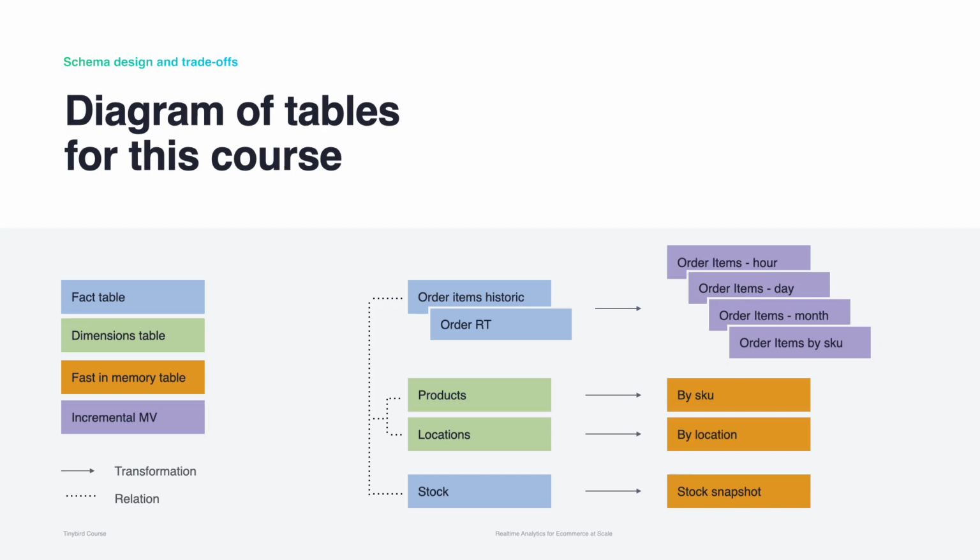This is the table diagram we're going to use for this course. In order to understand what's going on, we'll refer back to this schema to know where we are. Not everything may make sense now, but it will during the course. We have our fact tables of orders and stock in light blue, our dimensions tables of products and locations in green, RT means real time, obviously, and MV means materialized views. We'll come back to that.